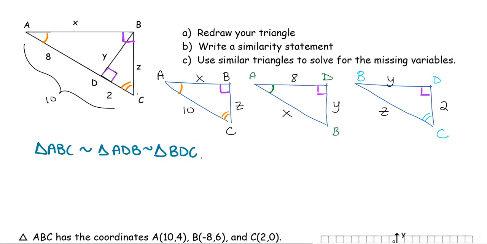So that is my similarity statement showing me all 3 triangles that are similar to each other. And then from there we can go ahead and set up our proportions and use those to solve. So if I look at the first 2, x and 8 correspond, so I can put x over 8 is equal to z over y.